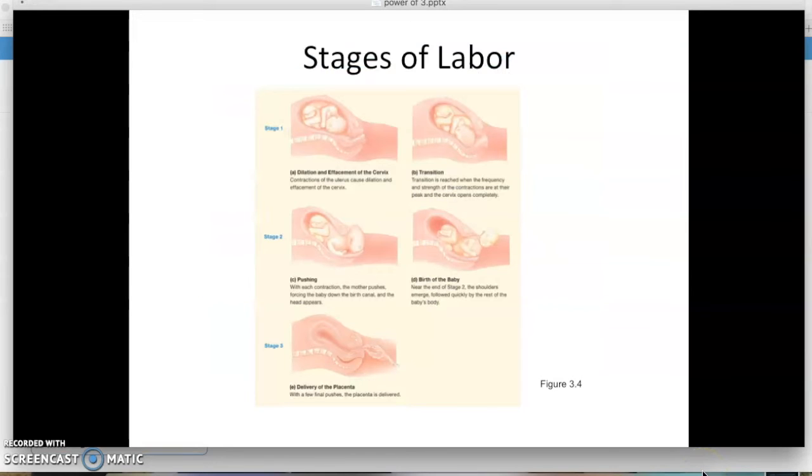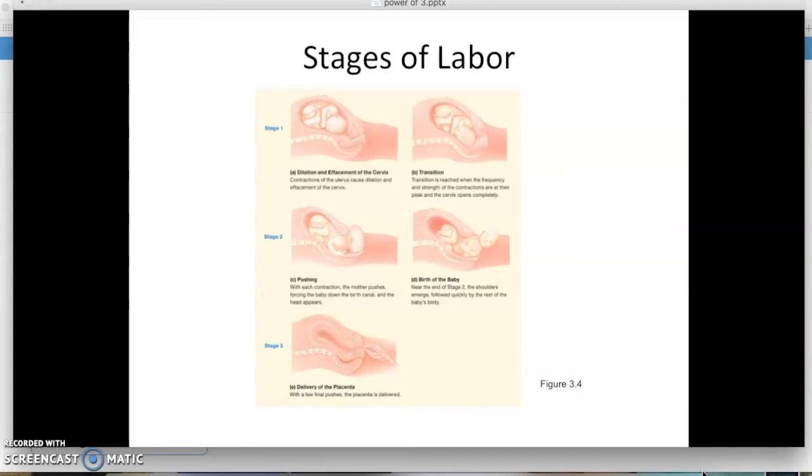After the baby finishes developing, it's time to bring this new life into the world. The process of childbirth is referred to as labor, which is aptly named since it is hard work both for mom and baby. Childbirth has 3 distinct stages. Stage 1 is the stage of dilation and effacement of the cervix. Stage 2 is the pushing and delivery of the baby. And stage 3 is the delivery of the placenta.